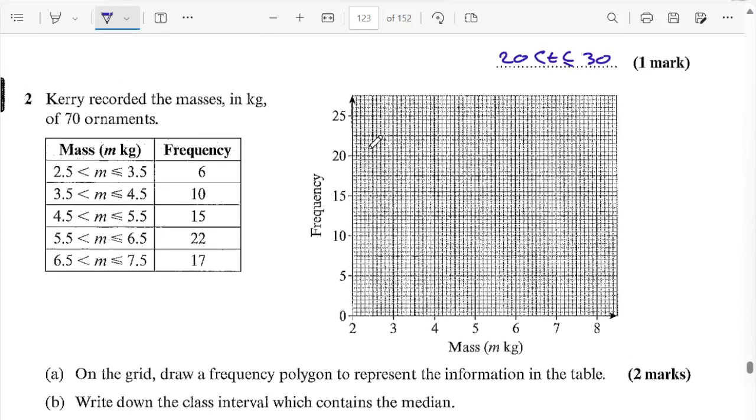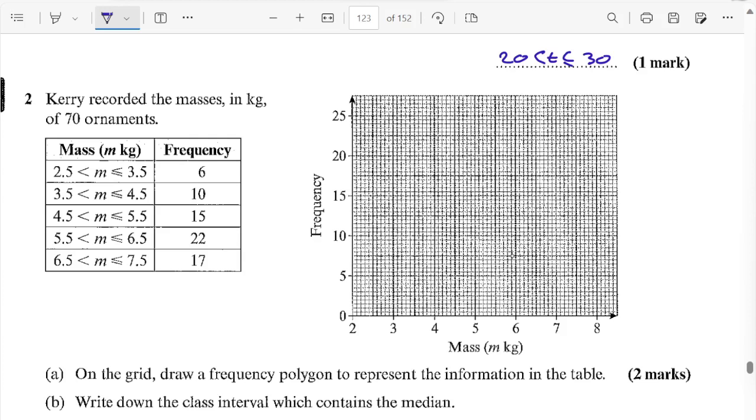Okay, question 2. We've got no scaffolding here, but same process applies really. Kerry records the mass in kilograms of 70 ornaments, and we've got our groups and our frequency. On the grid, draw the frequency polygon to represent this information in the table.